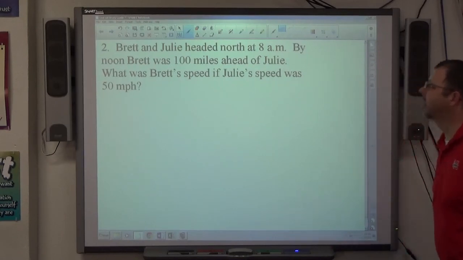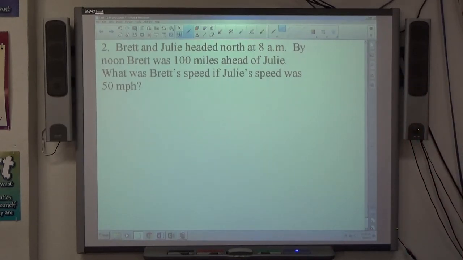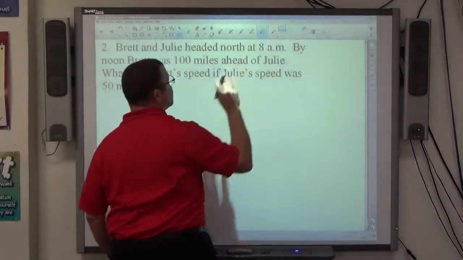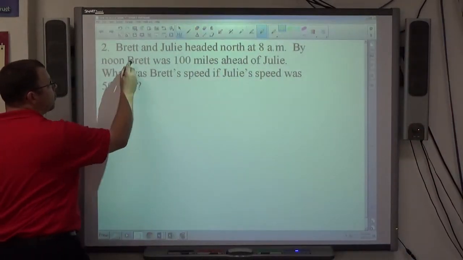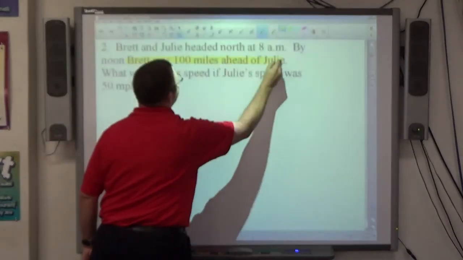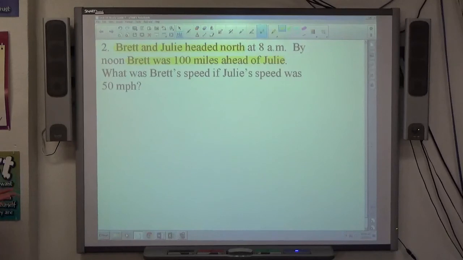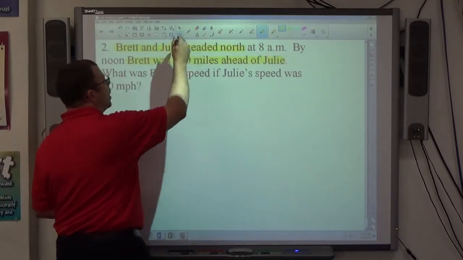Problem 2. Brett and Julie headed north at 8 a.m. By noon, Brett was 100 miles ahead of Julie. So again, if I'm focusing specifically on distance here, Brett was 100 miles ahead of Julie. Brett and Julie headed north. They don't specify anything about their starting positions. I'm going to assume they're in the same starting position.